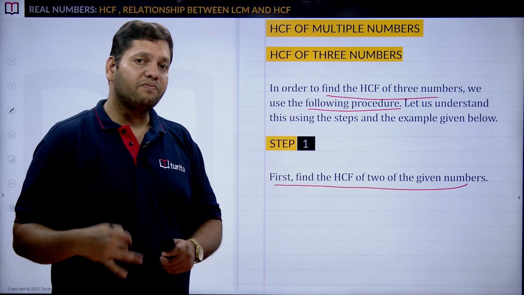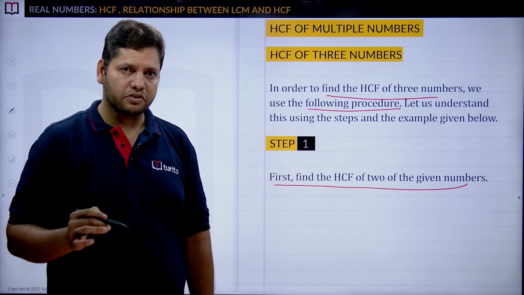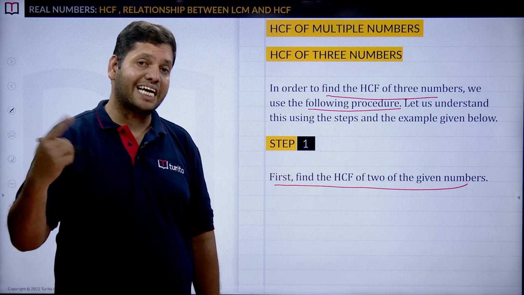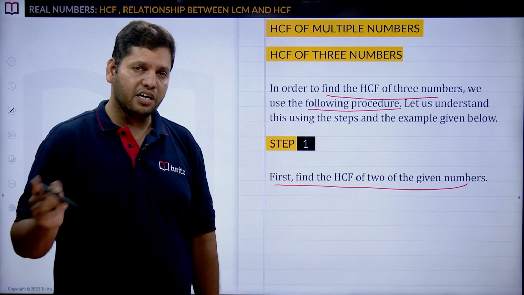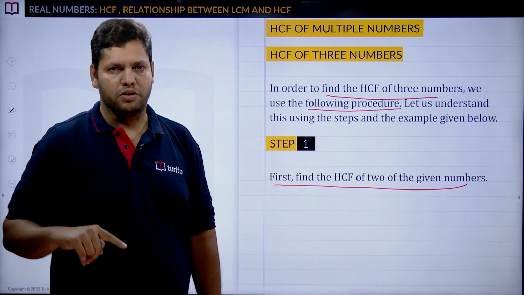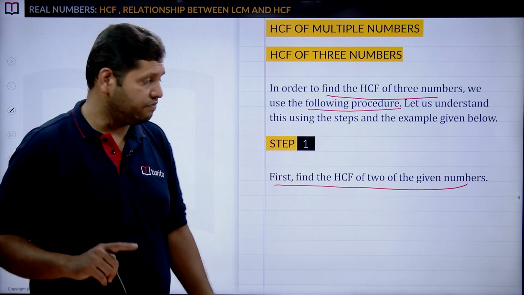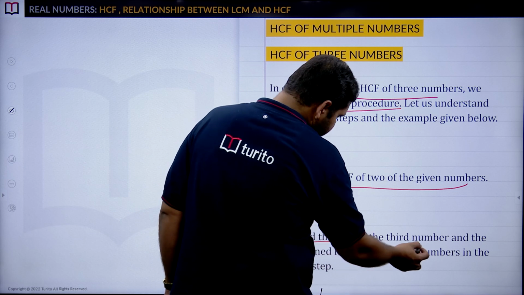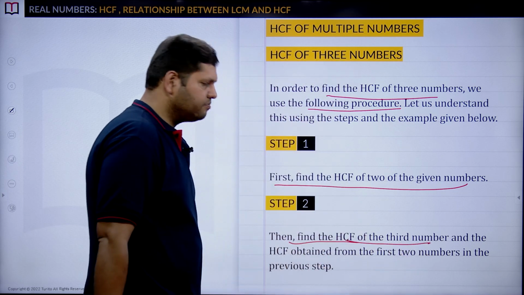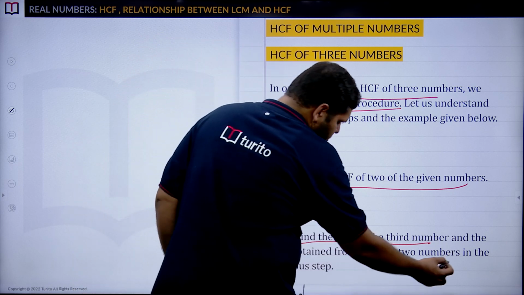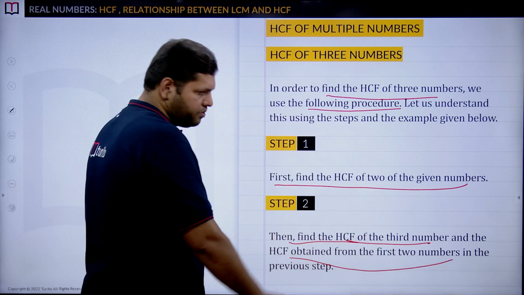Taking the smallest one and the greatest one, find the HCF of both of them. After finding that HCF, take that HCF and the number we missed, the remaining number, and find the HCF of both again. That will be the final HCF. In step number 2, what do we do, children? Then find the HCF with the third number, using the result obtained in the previous step.